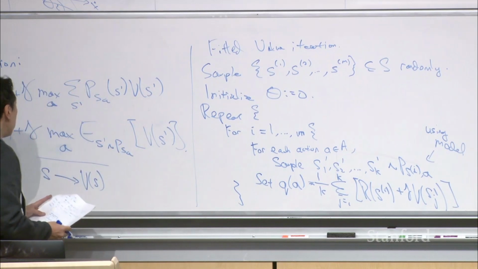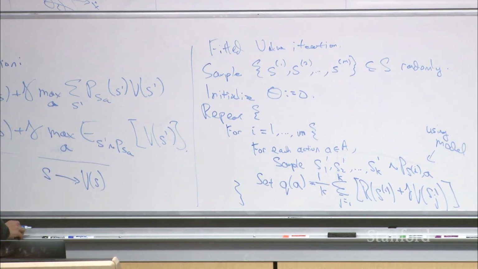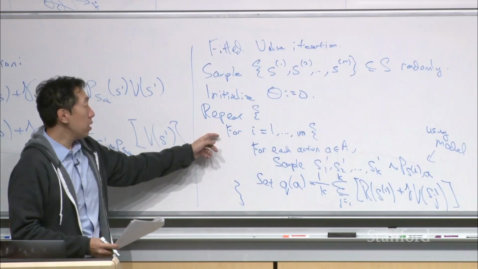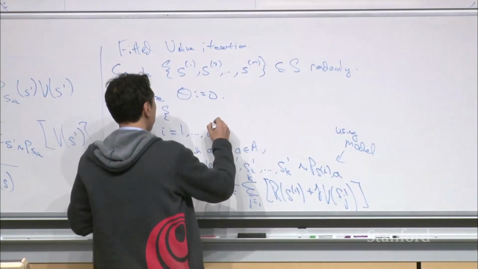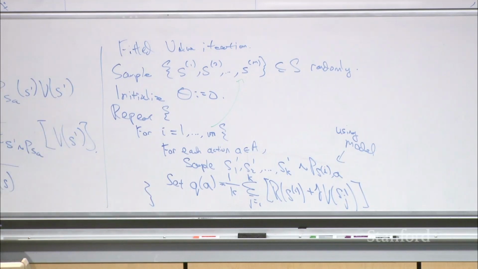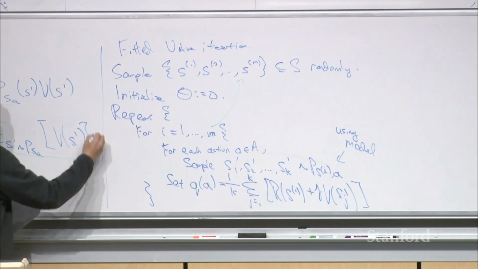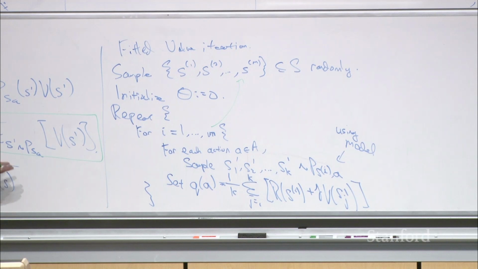All right. So what we're going to do is go over each of these M states, and for each one of those states and for each one of those actions, we're going to take a sample of k things in order to estimate that expected value. This expectation is over S prime drawn from the state transition distribution. It's saying, from this state, if you take this action, where will you get to next?